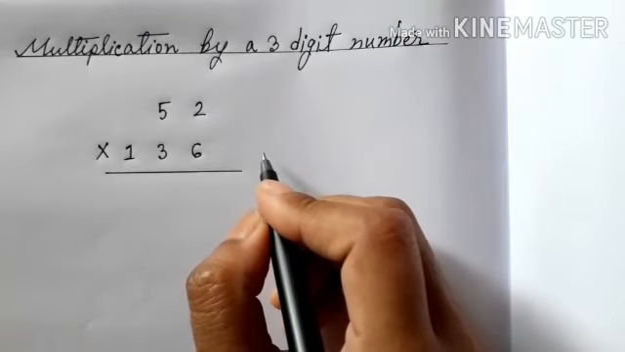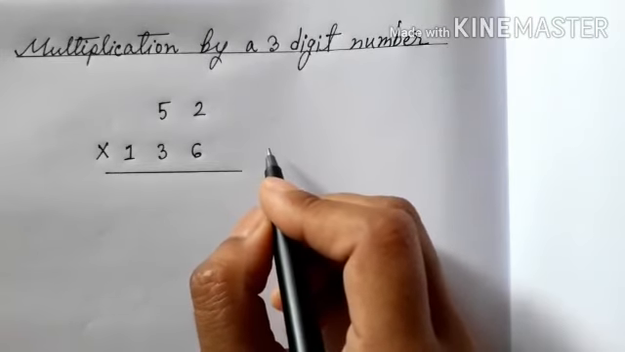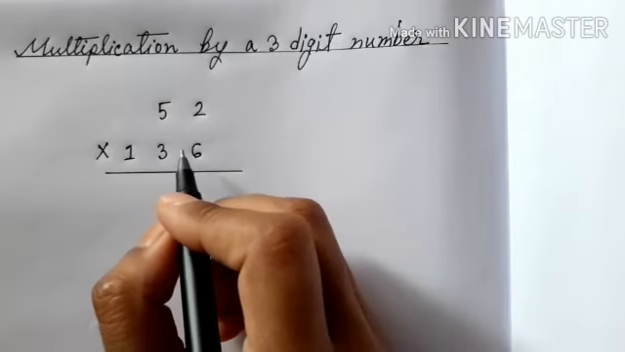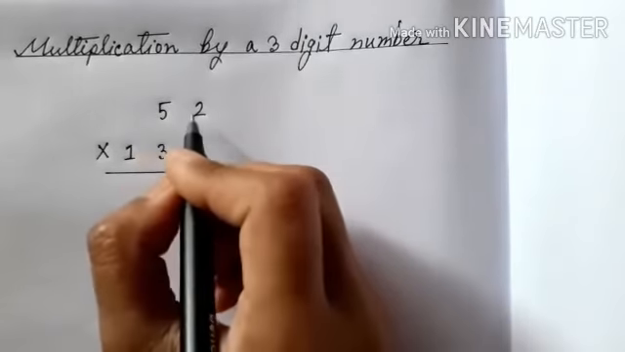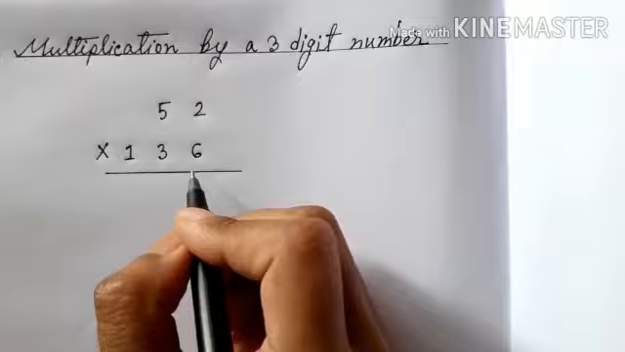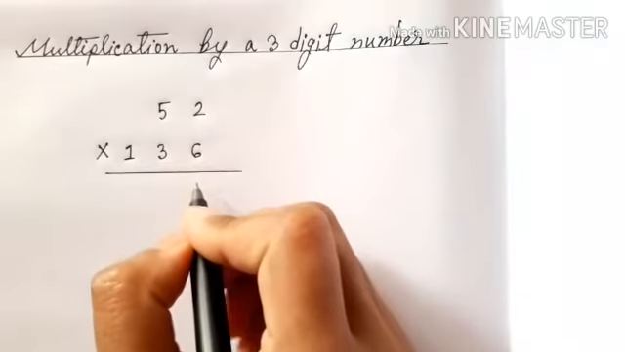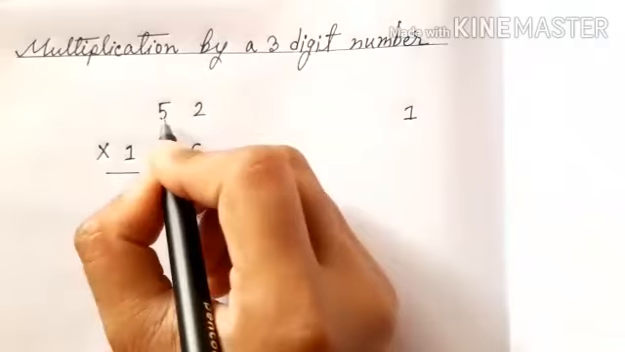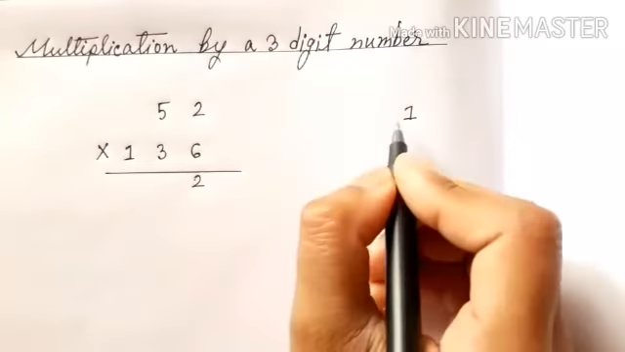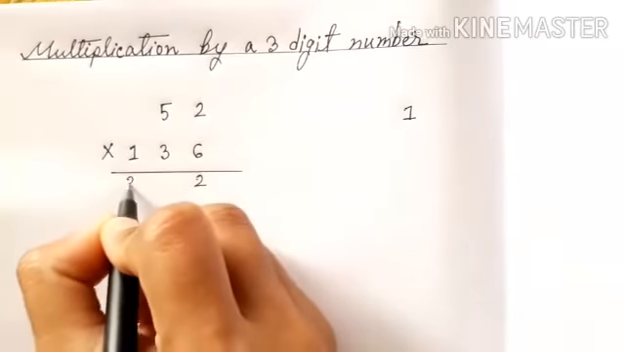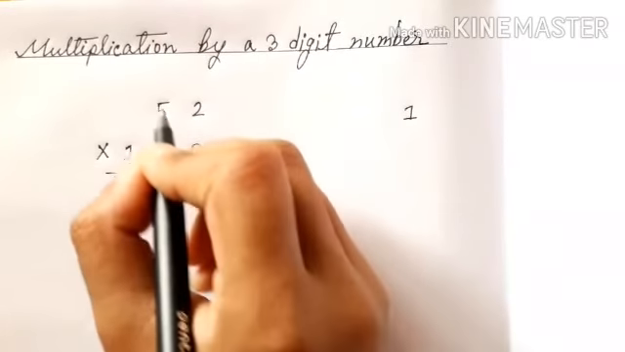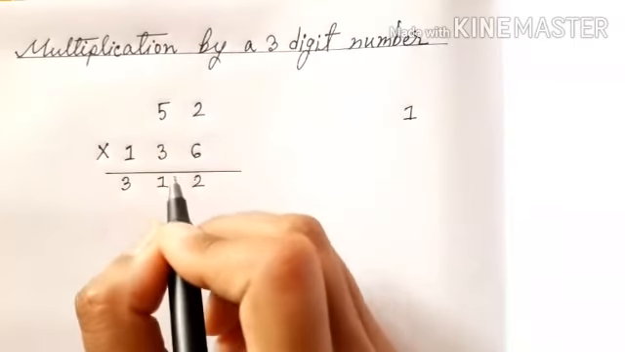So students, now we will learn how to multiply a number by a three-digit number. Here first of all we have to multiply 52 by 6. 2 6s are 12. So write 2 and 1 is carried. 5 6s are 30. 30 plus 1, 31. So write here 31. Now we have to multiply 52 by 3.